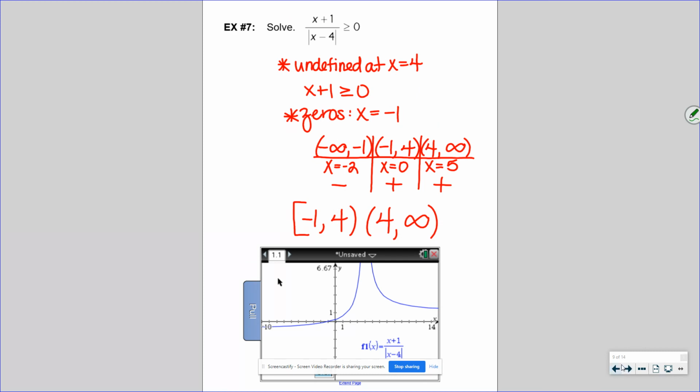Here's another example of something that's kind of similar to example 6. So you could pause the video and try this one as well.